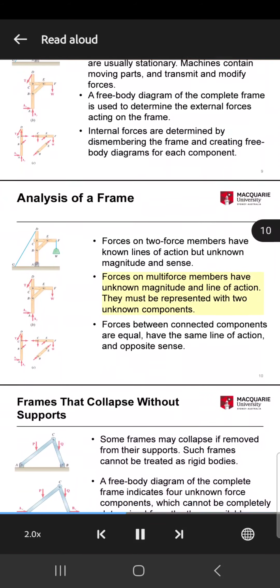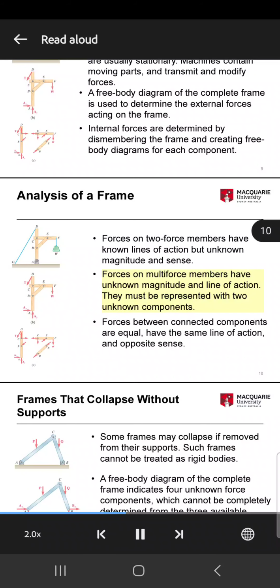Analysis of a frame. Forces on multiforce members have unknown magnitude and line of action. They must be represented with two unknown components. Forces between connected components are equal, have the same line of action, and opposite sense.